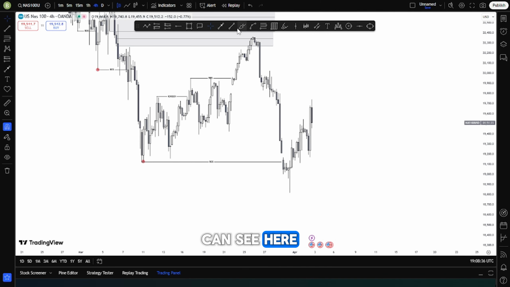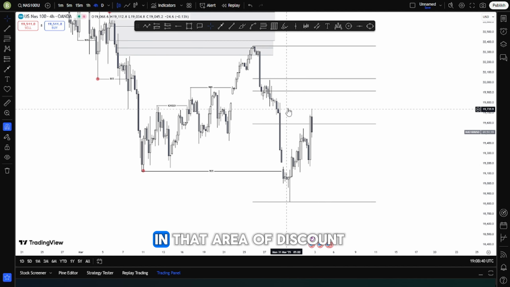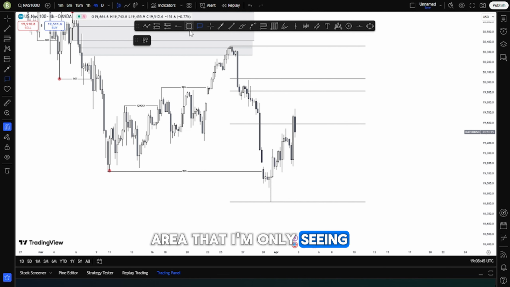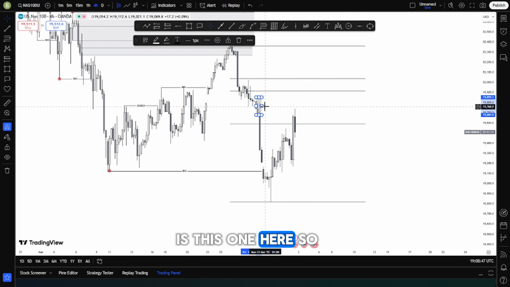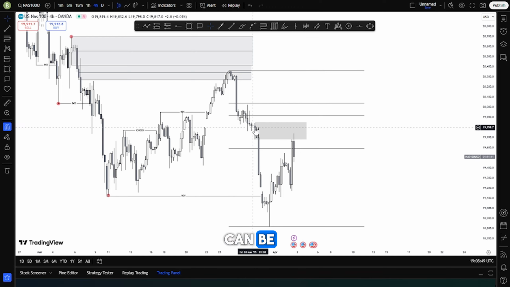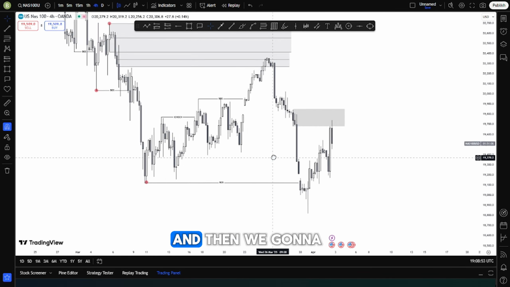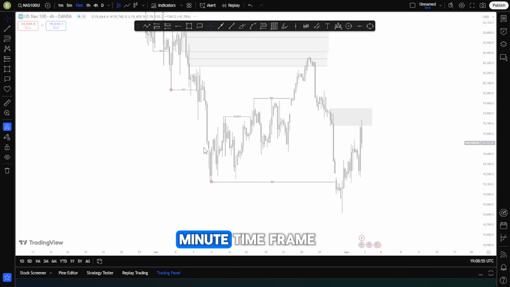Sometimes I change my charts to a bit darker charts so that I don't hurt my eyes, guys. So as you can see here, we are still in that area. So if we just do this, we are in that area of discount, and then the supply area that I'm only seeing is this one here. So the supply area here can be useful on the lower time frame. So I'm gonna remove this here, and then we're gonna switch over to the 15-minute time frame.